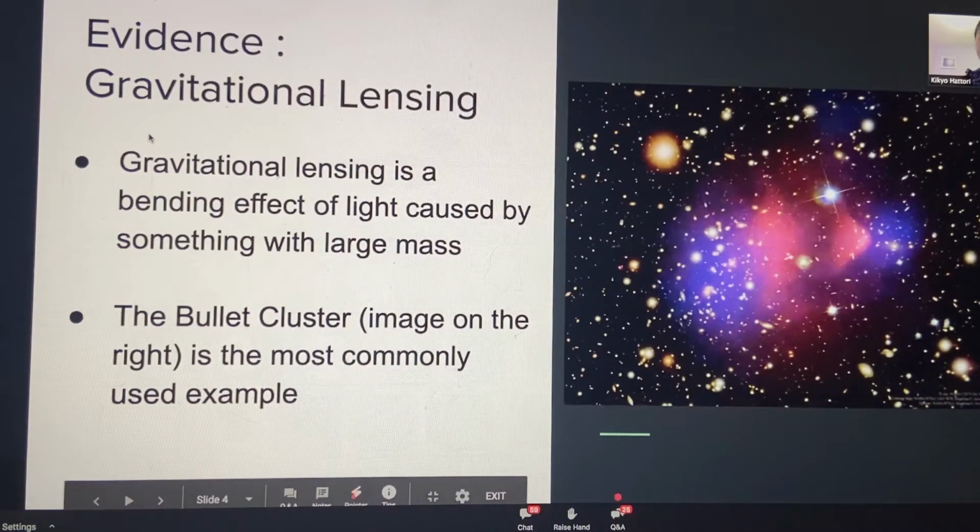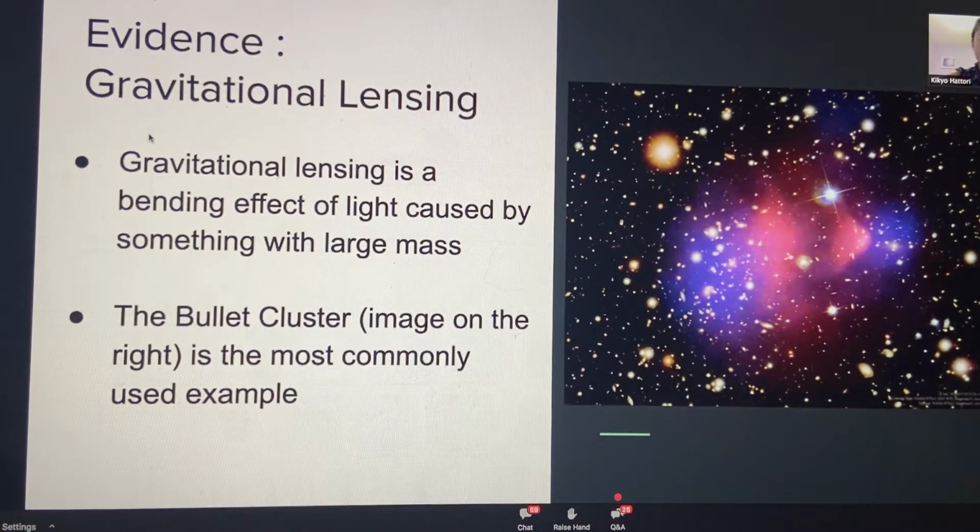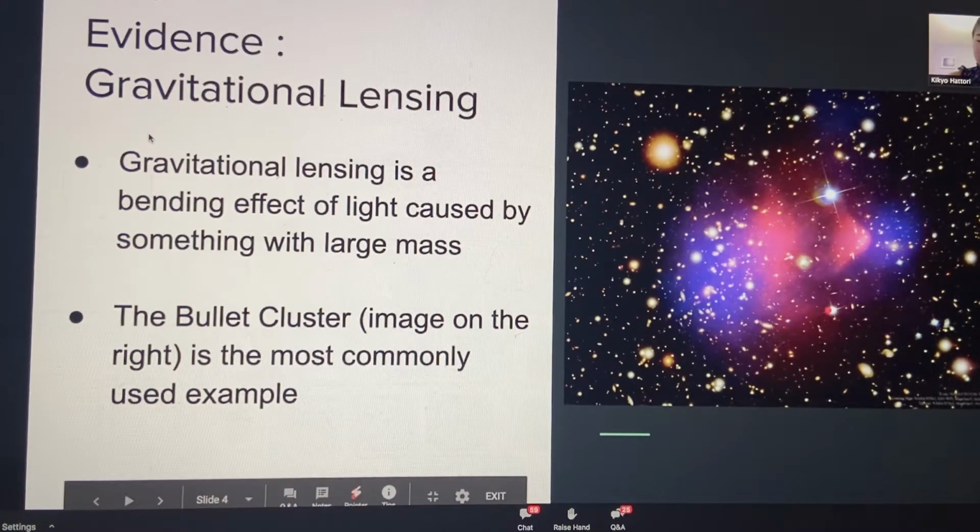There are some pieces of evidence that prove its existence, and this time I would like to talk about one of them. Gravitational lensing is a property of light which allows it to bend around objects with large mass. One example is the image shown on the right. It is called Blue Cluster.